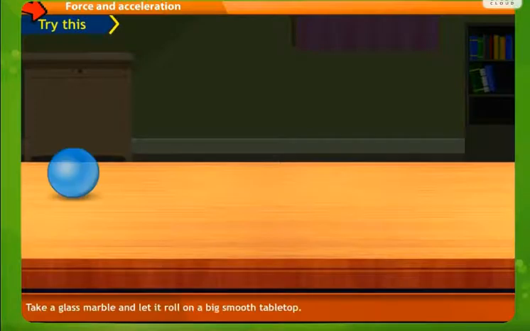Now, in the previous class, we had studied acceleration. Now, again, using acceleration, we are going to study another physical quantity, that is force. So, now we will study what exactly force is.